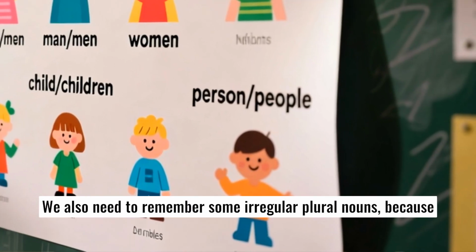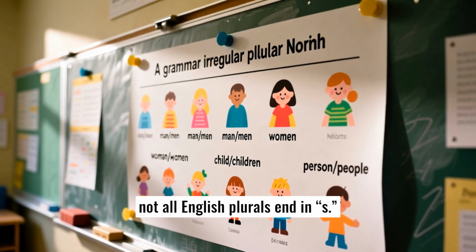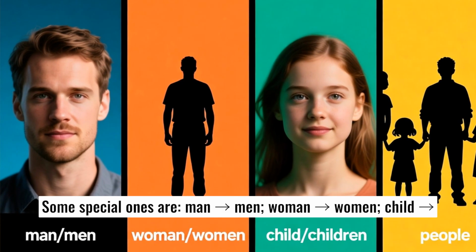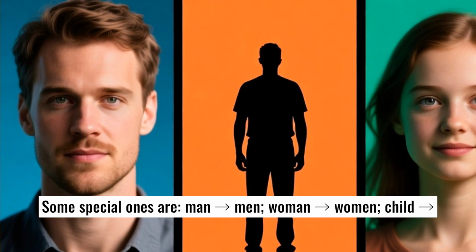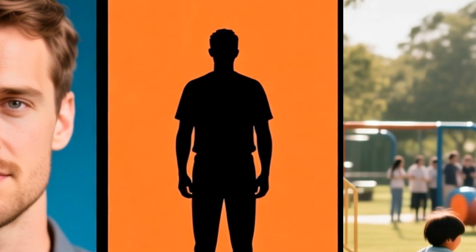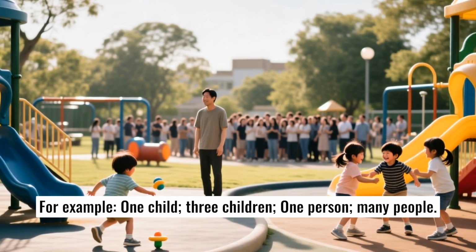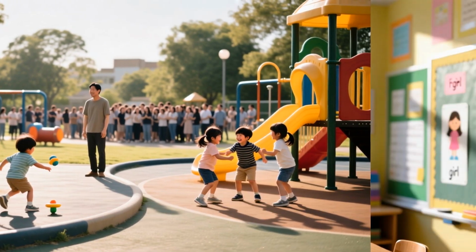We also need to remember some irregular plural nouns, because not all English plurals end in s. Some special ones are man, men, woman, women, child, children, person, people. For example, one child, 3 children, one person, many people.